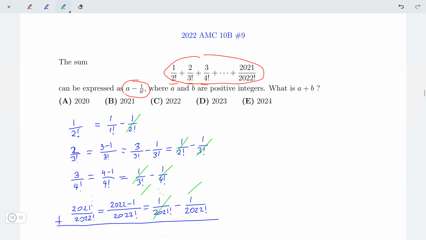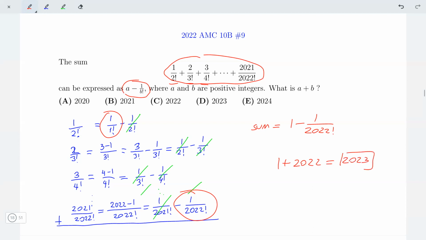So after all those cancellations, we'll be left with the sum equal to the only terms that survive, these two: the first plus term and the very last minus term. So it will be 1 minus 1 over 2022 factorial. So a is 1, b is 2022. So the answer is 2023, choice D.